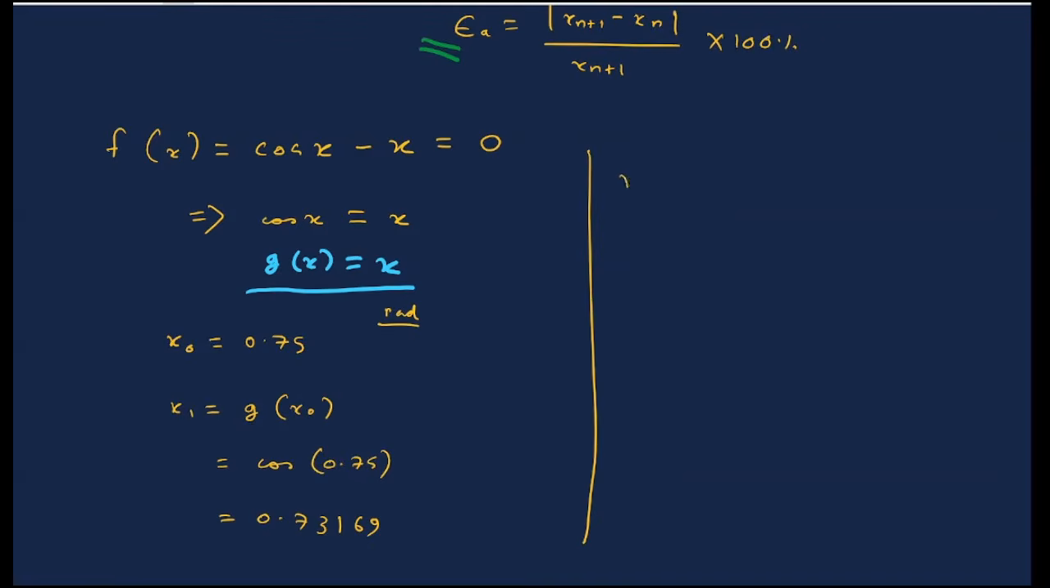So what will be x2? X2 will be g of x1, that is cos x1, that is cos 0.73169. So that gives us 0.744. In this way, we can run our iteration again and again.